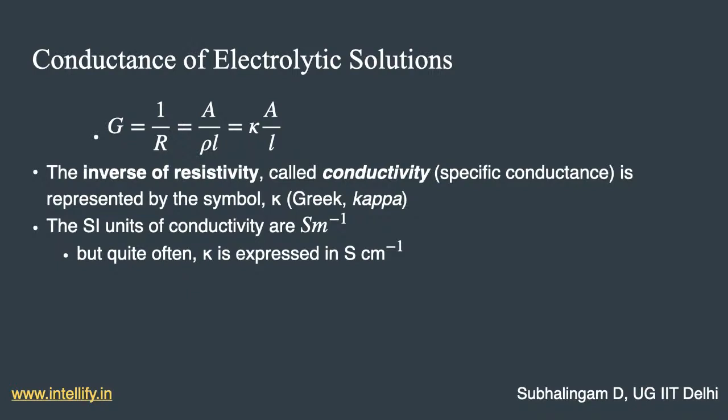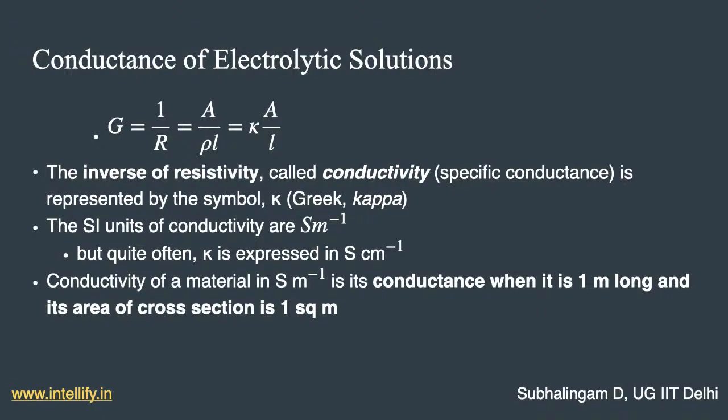But quite often kappa is expressed as Siemens centimeter inverse. That is, we are not going to use the SI unit most of the time. Conductivity of a material in Siemens meter inverse is its conductance when it is 1 meter long and its area of cross section is 1 square meter, analogous to how we defined resistivity in terms of resistance. It may be noted that 1 Siemens centimeter inverse is equal to 100 Siemens meter inverse.